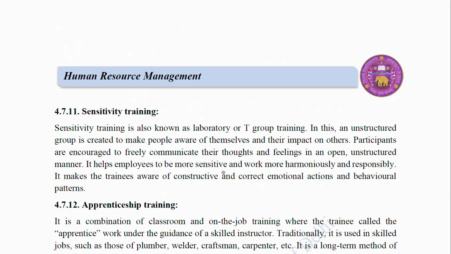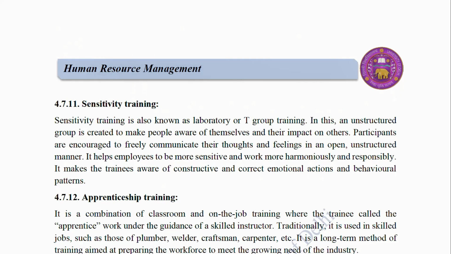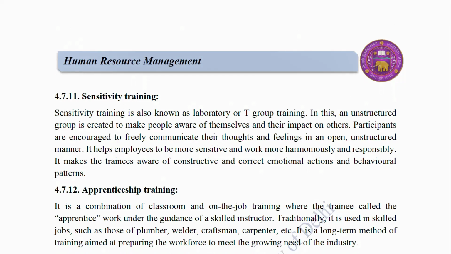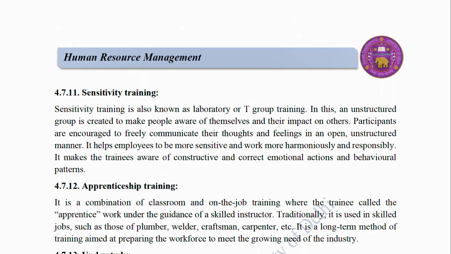4.7.11 Sensitivity training. Sensitivity training is also known as laboratory or T-group training. In this, an unstructured group is created to make people aware of themselves and their impact on others. Participants are encouraged to freely communicate their thoughts and feelings in an open, unstructured manner. It helps employees to be more sensitive and work more harmoniously and responsibly. It makes the trainees aware of constructive and correct emotional actions and behavioral patterns.